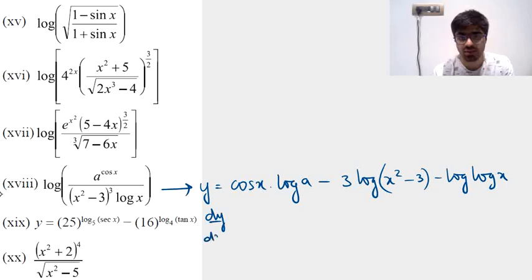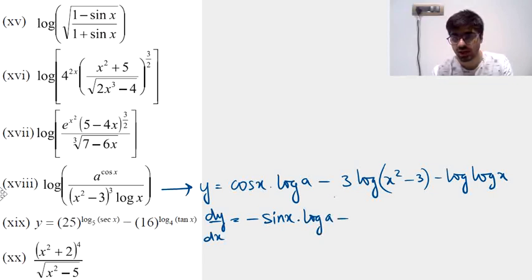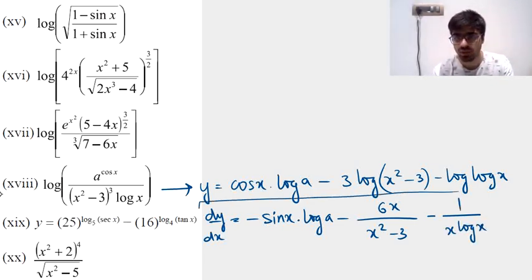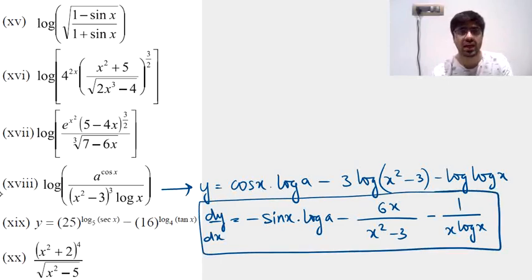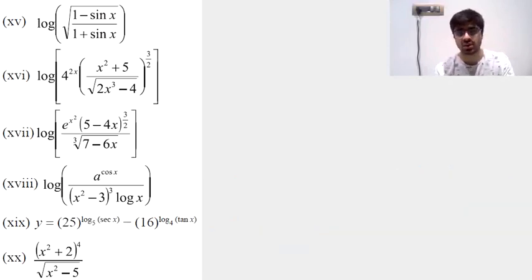So dy by dx, that will be log a is a constant, and the derivative here is minus sin x. So you have minus sin x into log a minus 3 upon x square minus 3, and then the derivative of x square minus 3, which is 2x. That 3 into 2x makes it 6x. And then finally minus 1 upon log x into derivative of log x, which is 1 upon x. So it is simply 1 upon x log x. Yeah, that's dy by dx for that 18th question, and we continue with the 19th one.